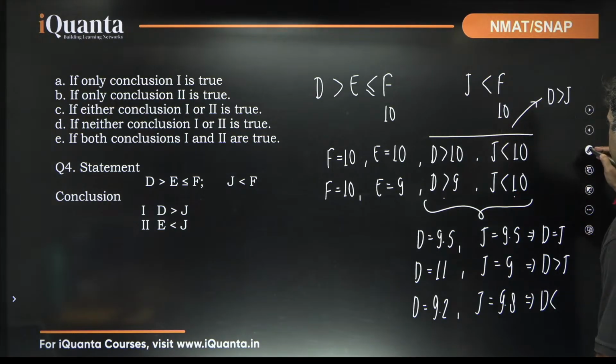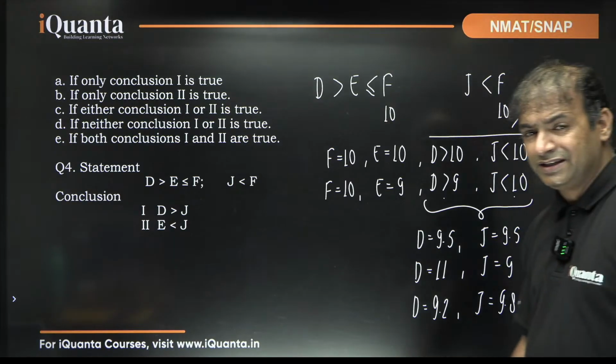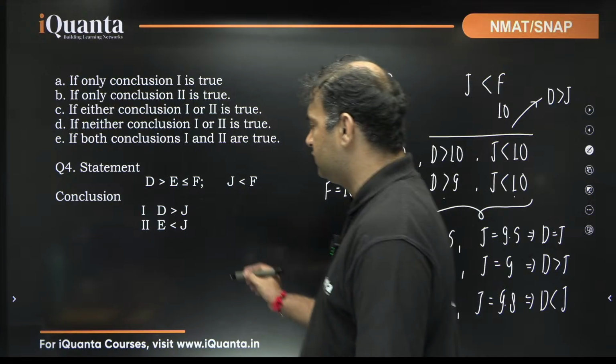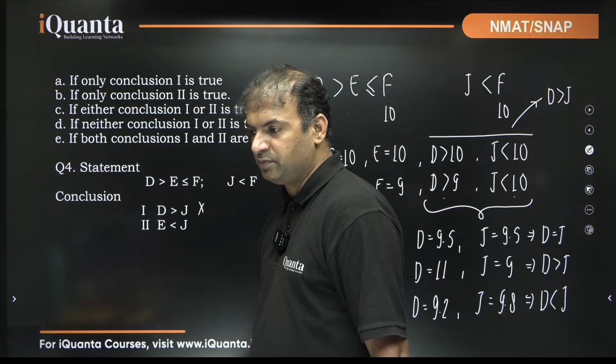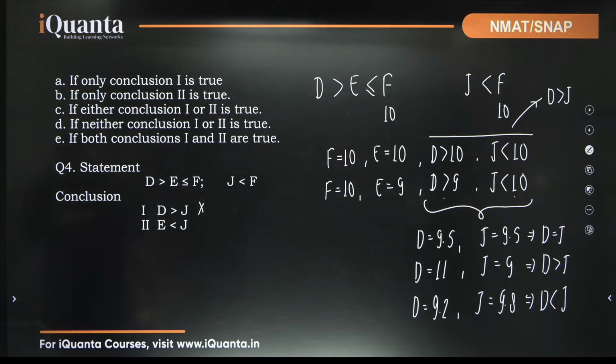So you can just see that all the possible cases are coming here. D can be equal to J, D can be greater than J, and D can also be less than J. So there is no possible relation between D and J, right guys? There is no possible relation. Okay, let's talk about the second relation now.